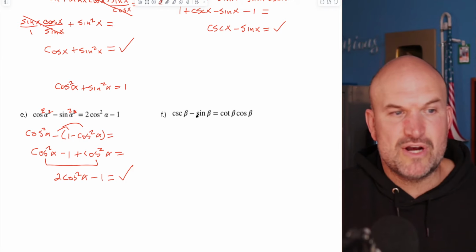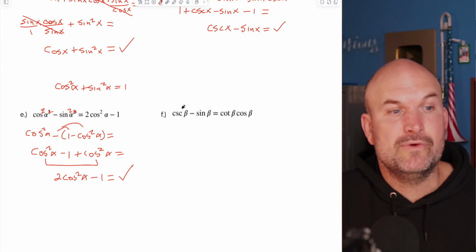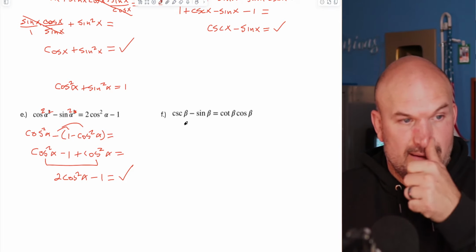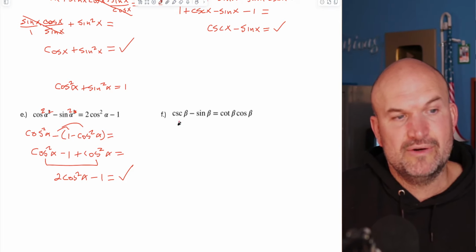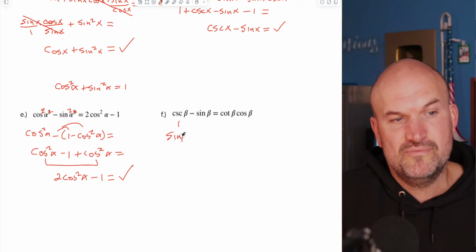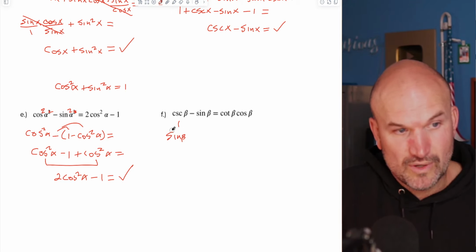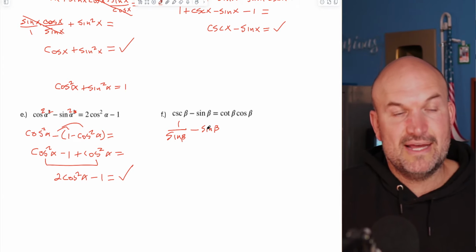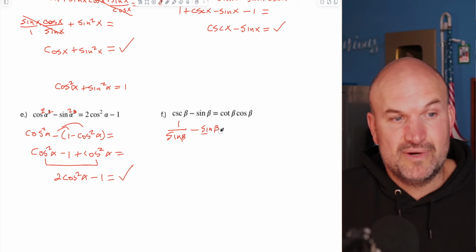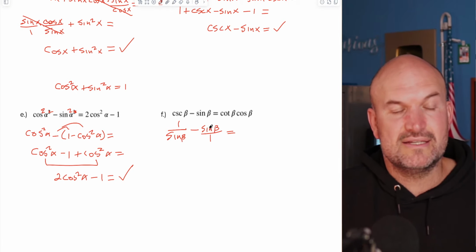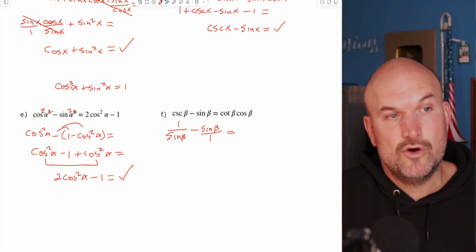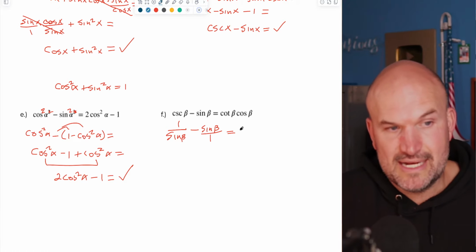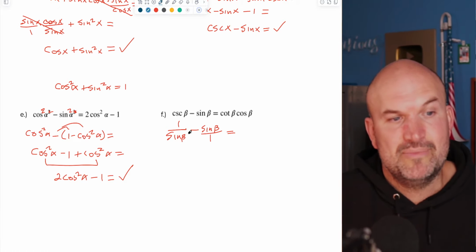Now, we know we can't subtract two functions from one another. But we do know if we convert things to sines and cosines, that's going to create fractions. And we can add fractions by getting common denominators. So if I take cosecant and I rewrite this as 1 over sine of beta, and that's going to be minus sine of beta. Now again, I don't have a common denominator, right? But I know I can rewrite sine of beta as sine of beta over 1. Now I have a fraction minus another fraction, but I've got to have common denominators. Well, what would be the common denominator between sine of beta and 1?